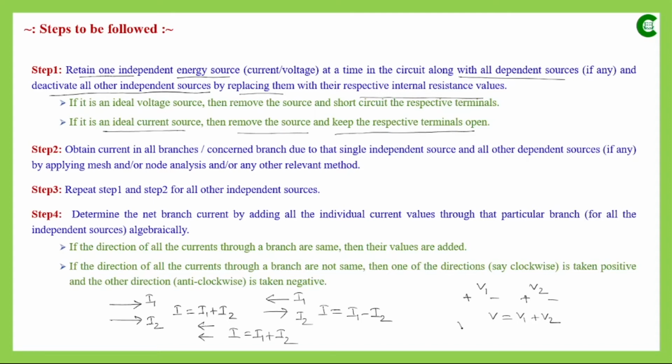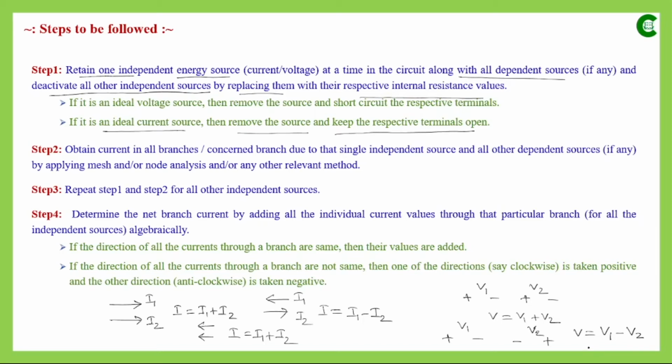But if V1 is like this, this is the positive terminal, this is the negative terminal, and V2 is like this, negative here and positive here, then if we take V1 as reference, this will be positive voltage V1. And since the polarity of V2 is opposite to V1, the value of V2 will be taken as negative. So the net voltage will be V1 minus V2.